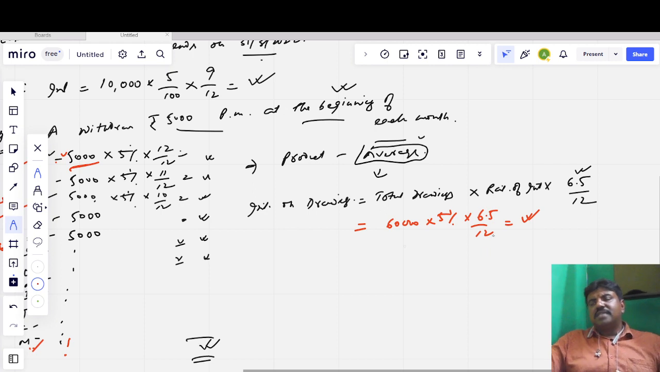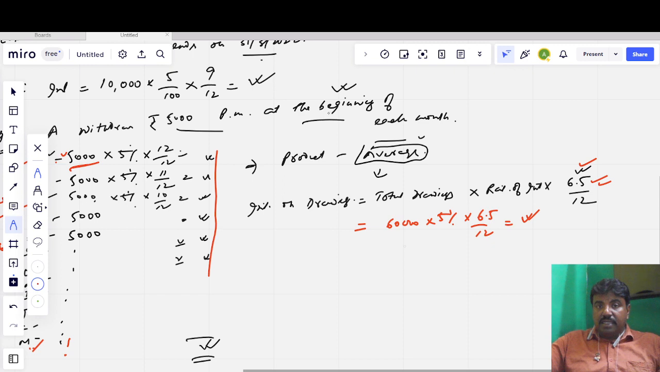So there are certain specific cases wherein you have to apply this average method. Now you can memorize this. Whenever the drawing is at the beginning, then it will be 6.5 by 12. The explanation of where 6.5 comes from I have given, but every time the explanation need not be given. You just remember that if it is at the beginning of each month, you will apply 6.5.